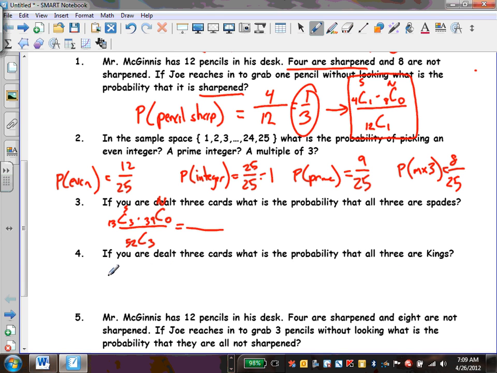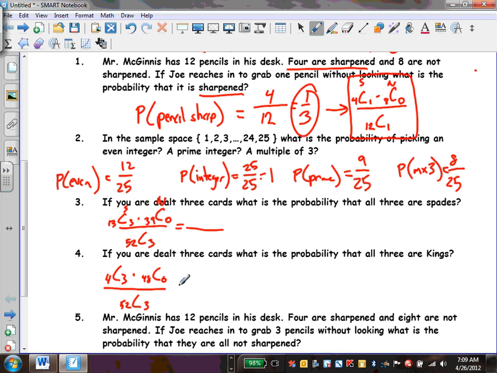So it's the exact same idea, but we only have 4 kings. You want to choose 3 of them. And there are 48 cards that are not kings. You want to choose none of them. Okay. And again, we have 52 choose 3.